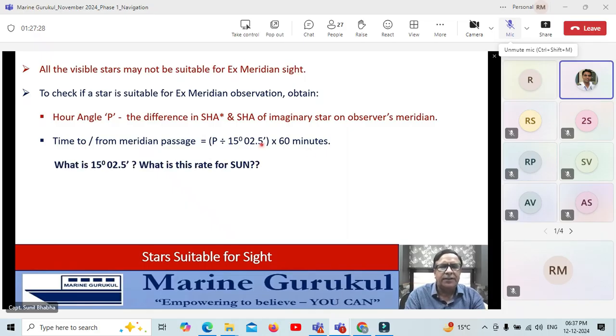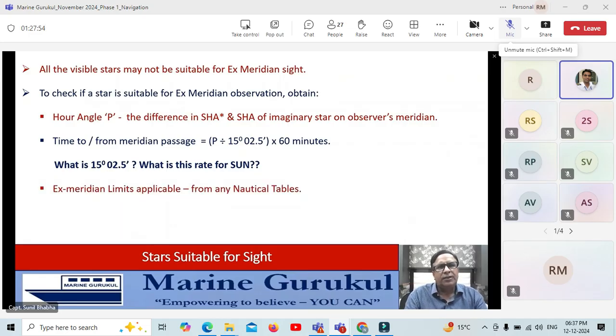What is this 15 degrees 02.5 minutes? It's the rate of change of R angle for stars and planets. What is this rate for Sun? We know the rate of change of R angle for Sun is 15 degrees per hour, and it's 15 degrees 02.5 minutes for stars and planets.